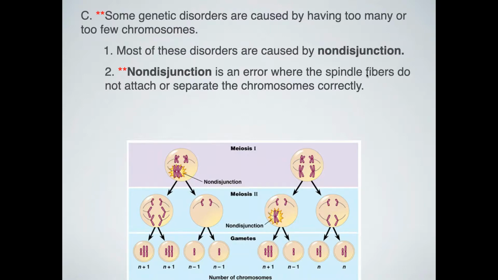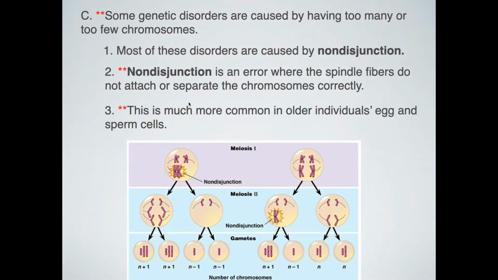And so now you end up with an extra chromosome in one egg cell or one sperm cell, and you end up with one fewer chromosome in the other egg cell or the other sperm cell. This is much more common in older individuals' eggs and sperm cells. So when we're talking about why having children later in life, generally speaking, causes more problems, one of the problems is that nondisjunction is more common. The likelihood of you having a child that has a nondisjunction disorder increases with age. I think it's once you're 40 or something, or maybe even mid 30s.